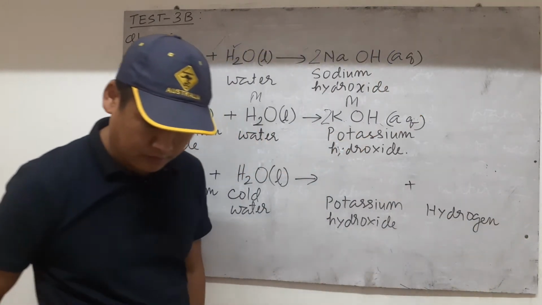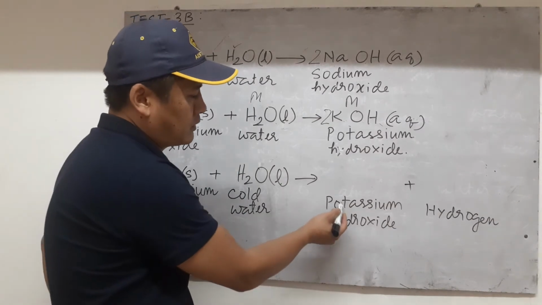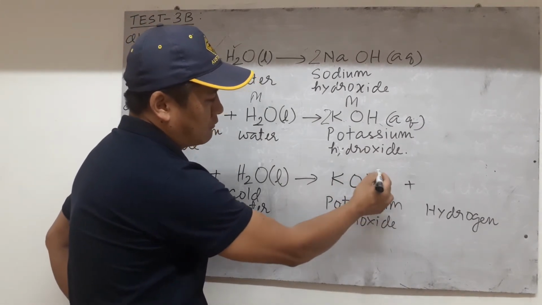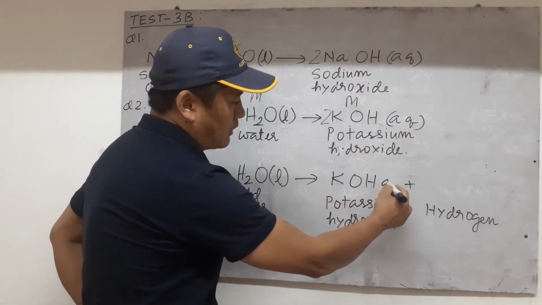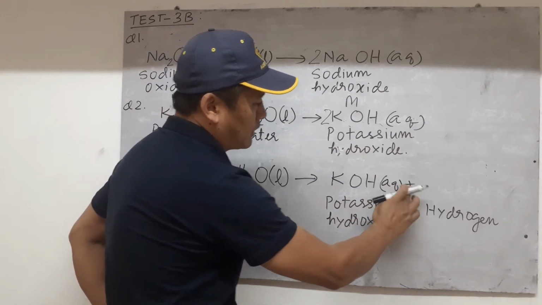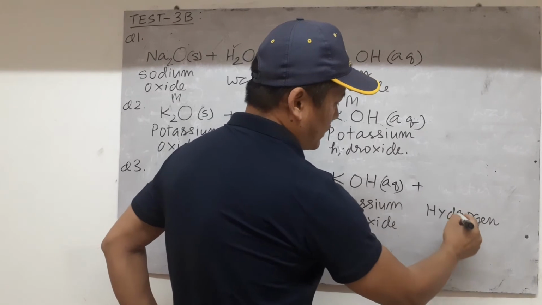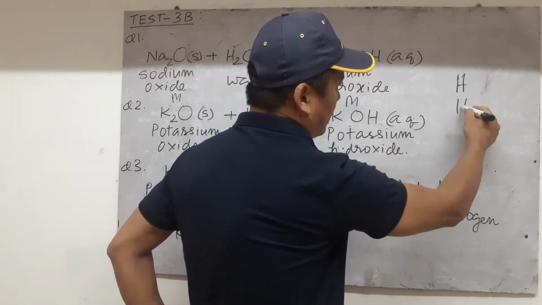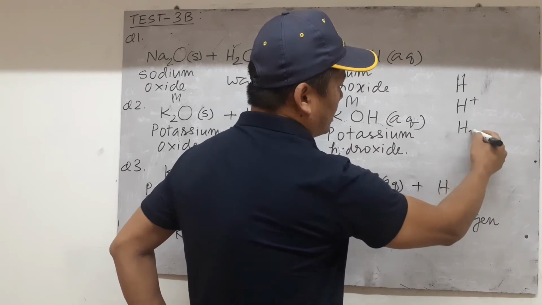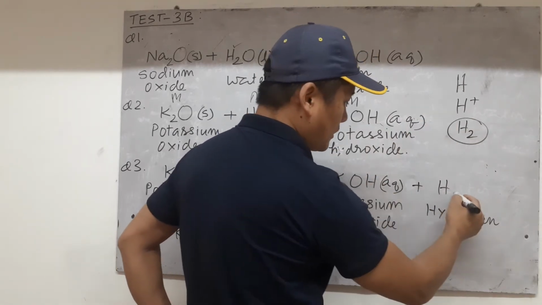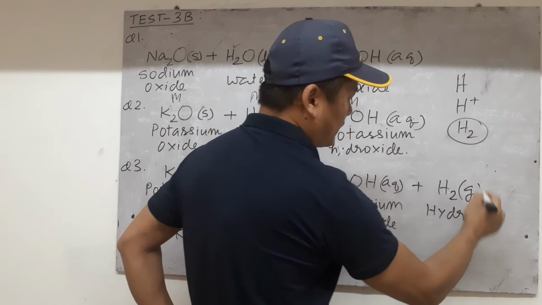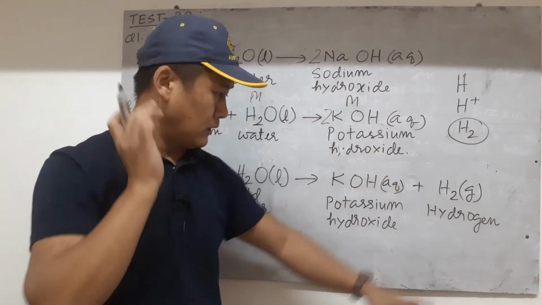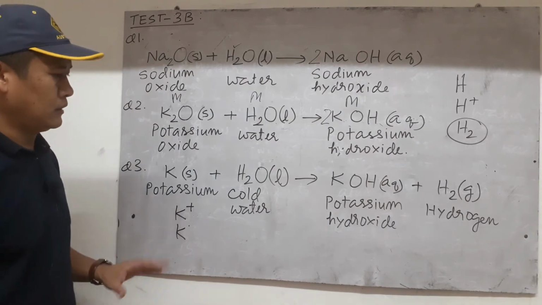Hydrogen gas. Potassium K1 plus, hydroxide OH1 minus, 1 and 1, so no need to shift. In the aqueous form they are the same, so AQ at the back, plus hydrogen. We know this is called hydrogen atom, this is called hydrogen ion, and this is hydrogen or hydrogen gas, so H2 in the gaseous form. Whenever the question says hydrogen, it is H2. The hydrogen gas. So that's our skeletal equation.